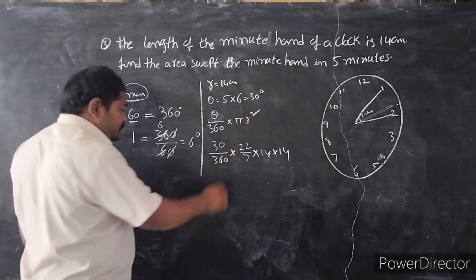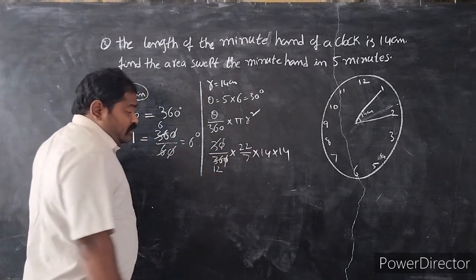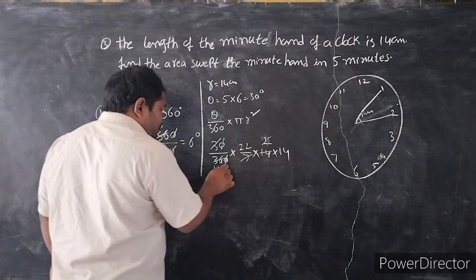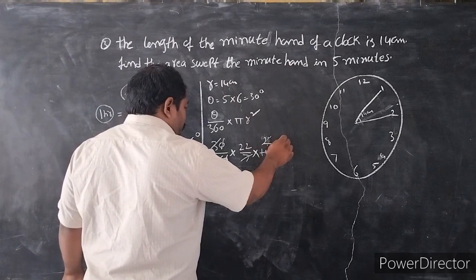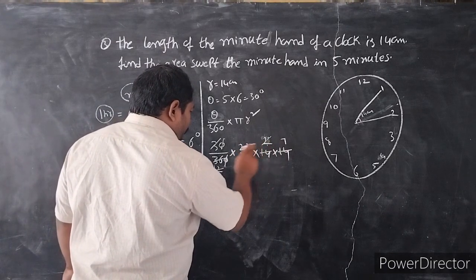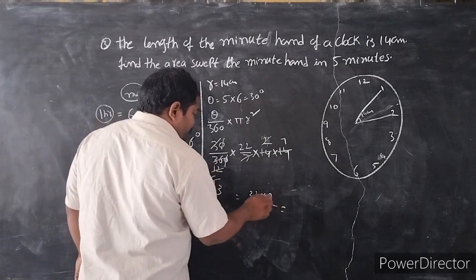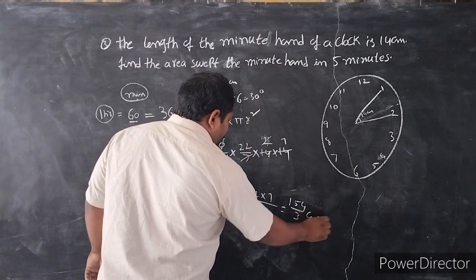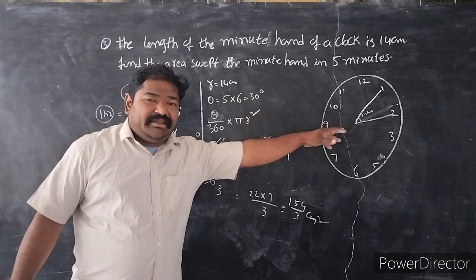On cancelling, 0 cancels, 3 ones are 3, 12s. 7 ones are 7, 7 twos are 14. 2 ones are 2, 6s are 12. Again 2 threes are 6. 2 sevens are 14. We have on the numerator 22 into 7, by the denominator we have 3. 22 and 7 stands for 154 by 3 centimeters square. This is the area swept by a minute hand of length 14 centimeters.